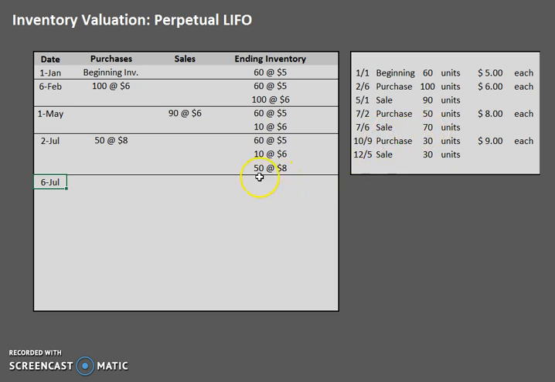So let's start analyzing what's going on. Remember, whenever we have a sale, look at your last transactions ending inventory. Remember, last ones in, first ones out.